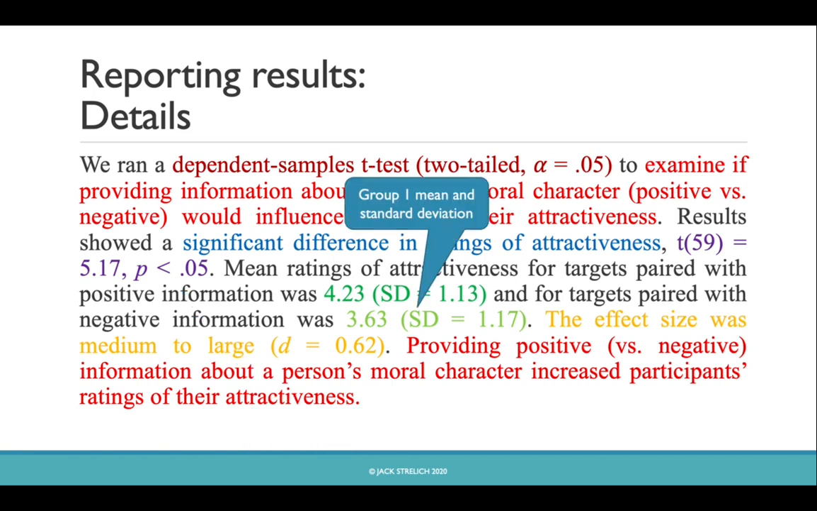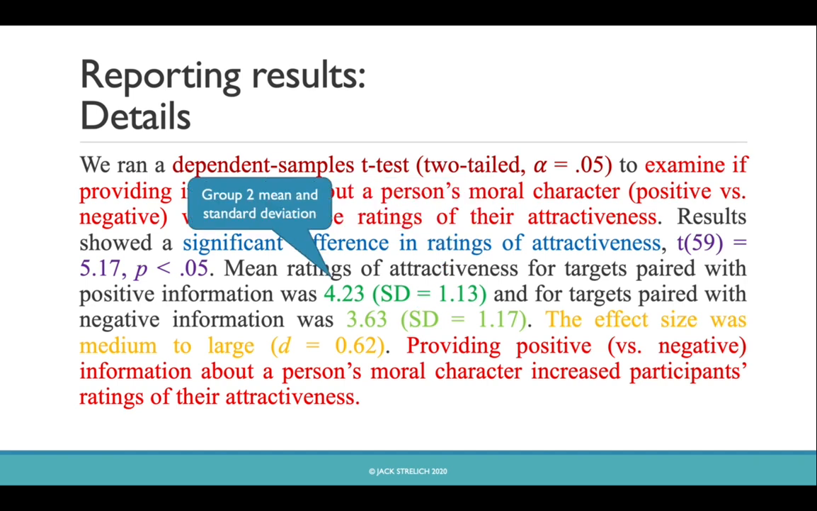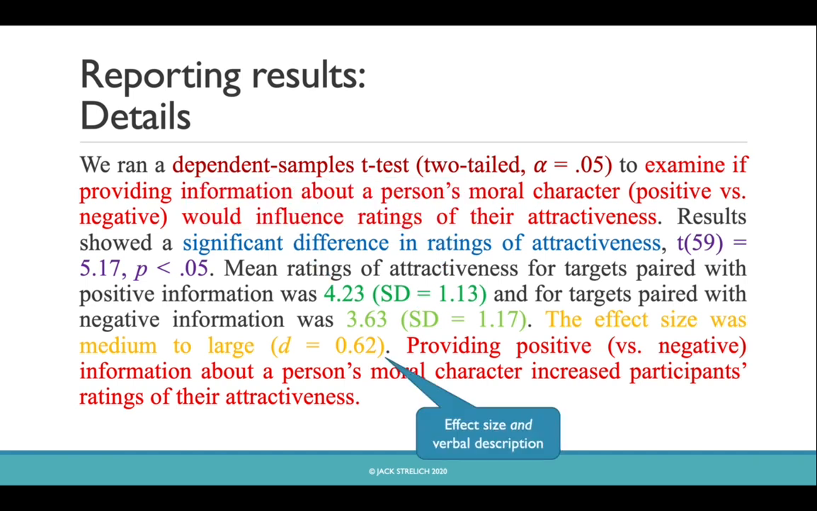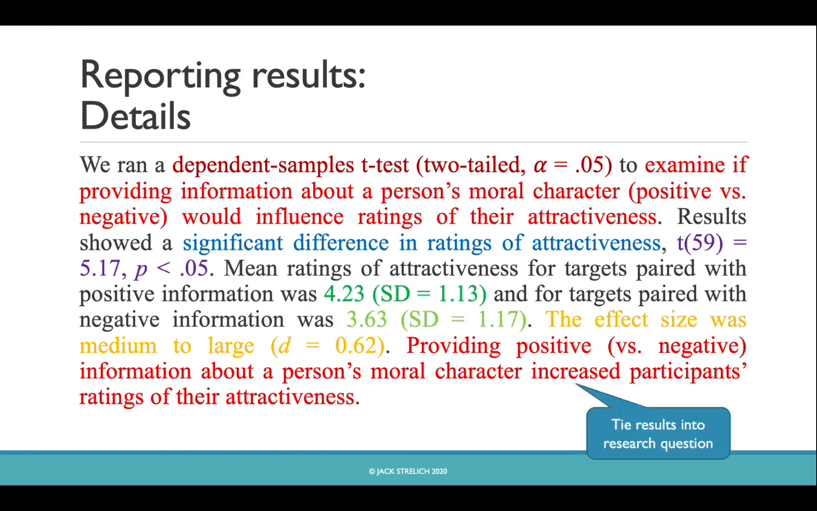We include the mean and standard deviation of group 1, along with the mean and standard deviation of group 2. We present our effect size and give a brief verbal description. So not only does d equal 0.62, but we describe this effect size as medium to large. And we conclude by tying these results back into our research question. So here, providing positive as opposed to negative information about a person's moral character increased participants' ratings of their attractiveness.